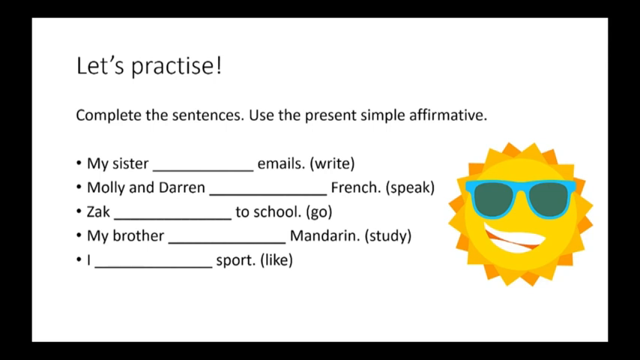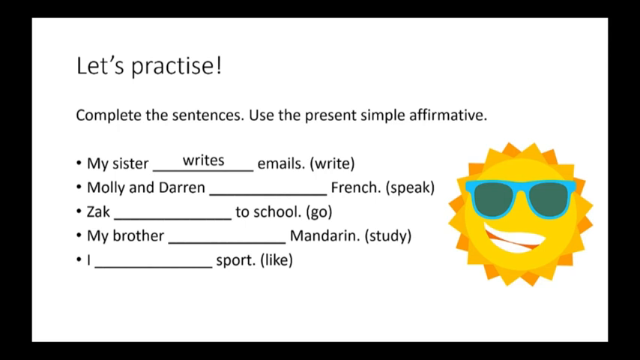The first one, my sister, write emails. My sister, right. My sister is she. She writes emails. Okay, easy, right? We just add s. Molly and Darren speak French.